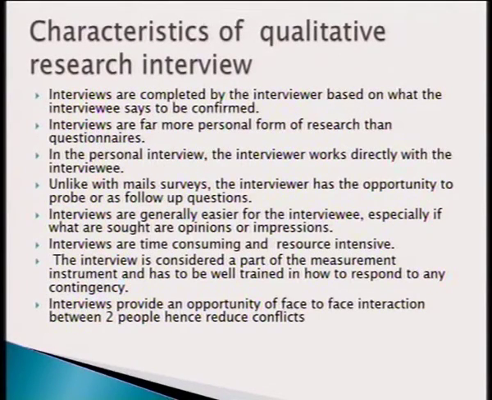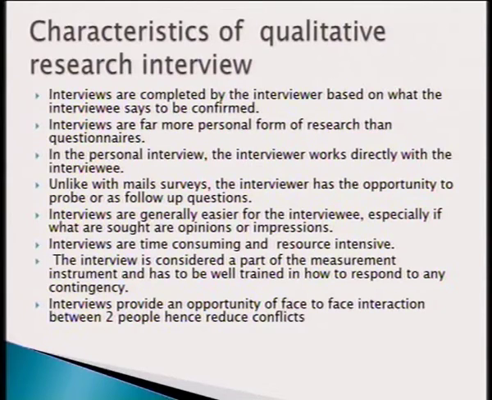Okay, now the characteristics of a qualitative research interview. So what are some of the characteristics of an interview? The interviews are completed by the interviewer based on what the interviewee says, to be confirmed. Interviews are a more personal form of research than questionnaires. In the personal interview, the interviewer works directly with the interviewee. Unlike with email surveys, the interviewer has the opportunity to probe or ask follow-up questions.